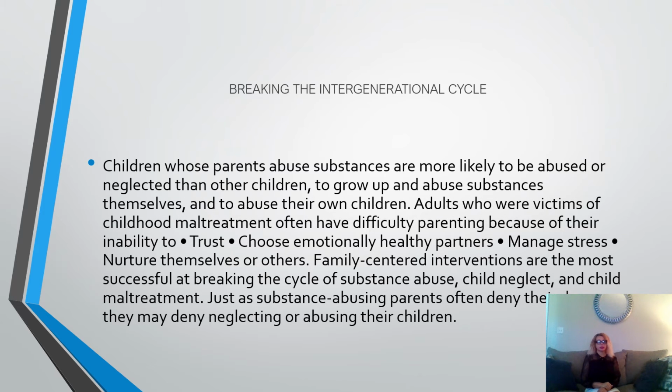Breaking the intergenerational cycle. Children whose parents abuse substances are more likely to be abused or neglected than other children, to grow up and abuse substances themselves, and to abuse their own children. Adults who are victims of childhood maltreatment often have difficulty parenting because of their inability to trust, choose emotionally healthy partners, manage stress, and nurture themselves or others. Family-centered interventions are the most successful at breaking the cycle of substance abuse, child neglect, and child maltreatment. Just as substance abusing parents often deny their drug use, they may deny neglecting or abusing their children.